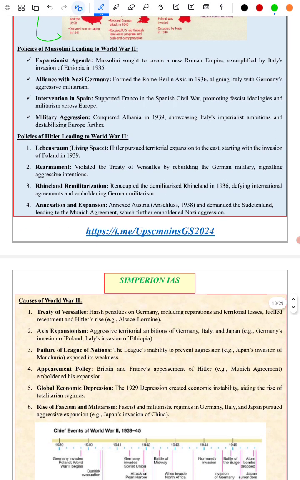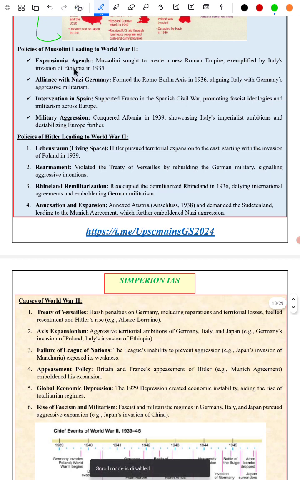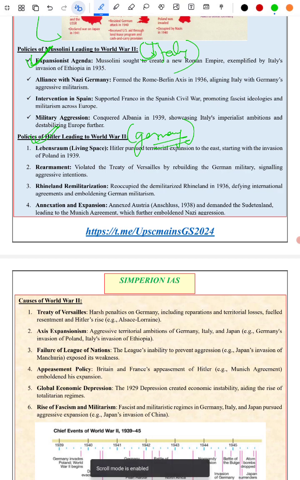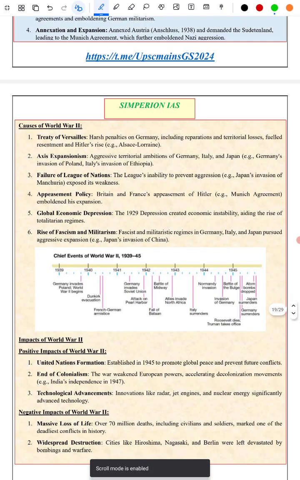Next, what are the policies of Mussolini that led to the World War Two? And what were the policies of Hitler that led to the World War Two? So you can say, what is the contribution, what is the reason, or what were the actions by Italy that led to the World War Two? What were the actions by Germany that led to the World War Two as well? Next, we have discussed the causes for World War II.